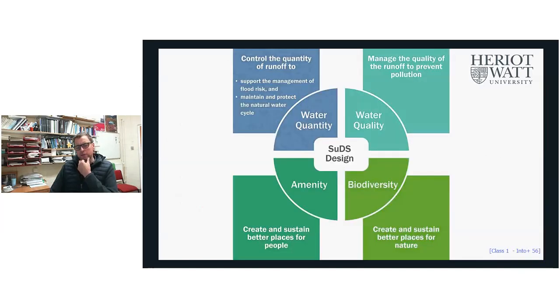A really simple way of looking at this is that SUDS design is about water quantity, water quality, biodiversity, and amenity. The combined systems were purely about managing quantity. It was about managing flood risk and really not thinking about too much else. Gross simplification, but that's really the driver there.